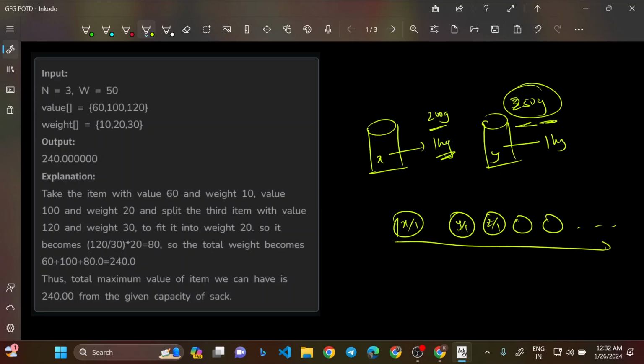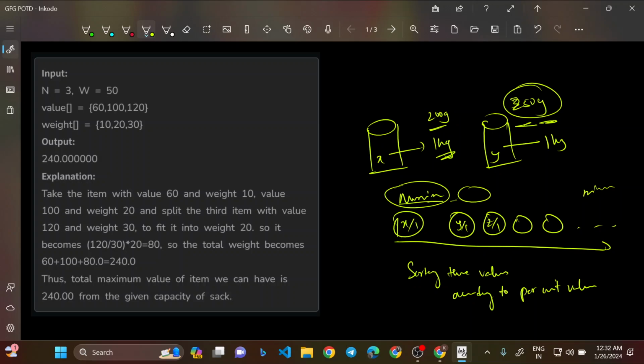So you'll be sorting these values according to per unit value. You can put it in decreasing order, like here comes the maximum, and at the last you'll be having the minimum. So you'll be taking these positions, taking this until you're done with the total w, until you have got the total weight. That is the same thing that I put in the code. I hope you people have understood.